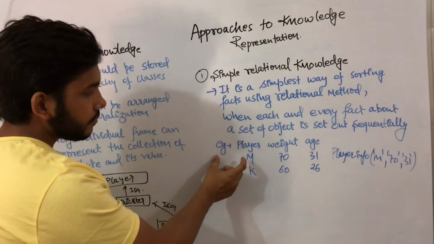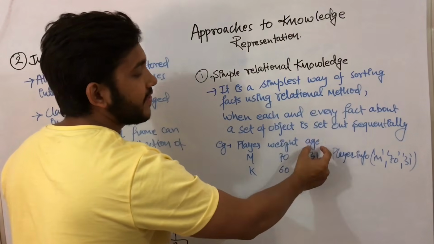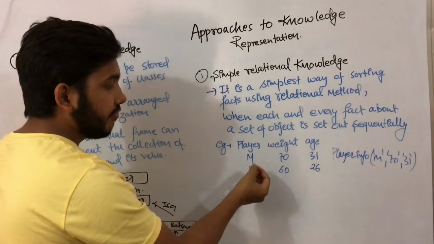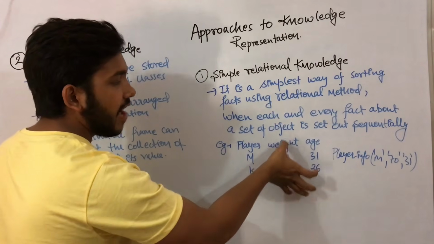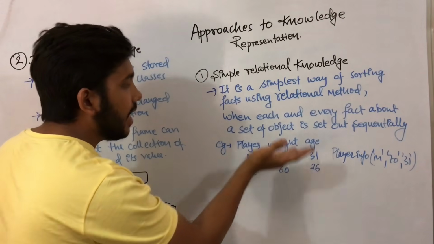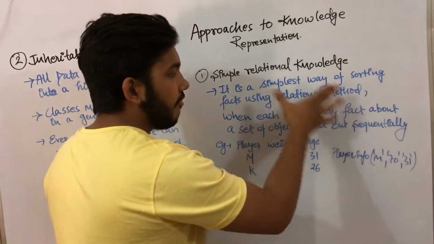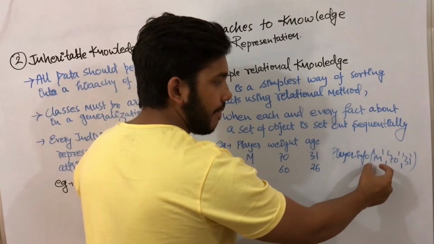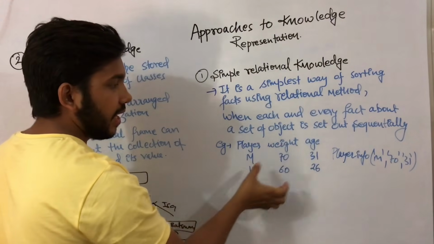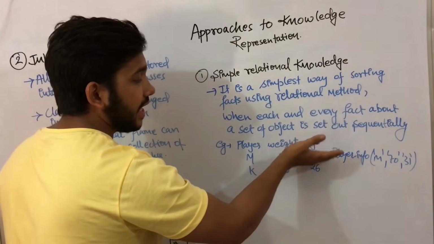For example, there is a player who has some weight and some age. How are we going to represent this fact? We represent a player named M having weight 70 and age 31, another player named K having weight 60 and age 26. You can write player info M, 70, 31, which tells you that the player named M has weight 70 and age 31.